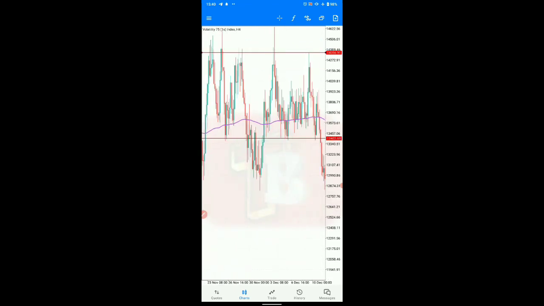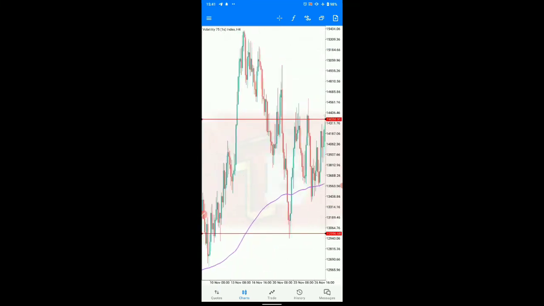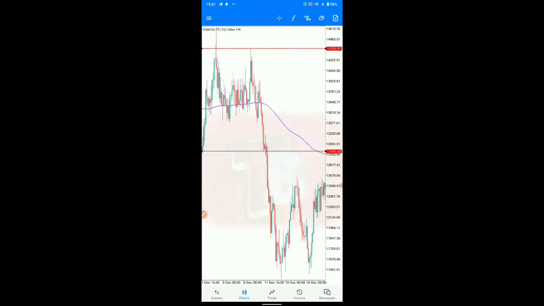Okay, there's a zone here too. There's a zone here. This is the kind of market you don't want to be trading, because you will be in the market for ages. All right, but you want to be trading this kind of market, the moving market.